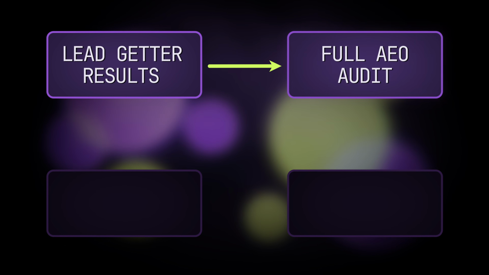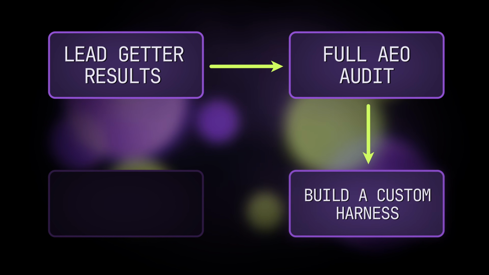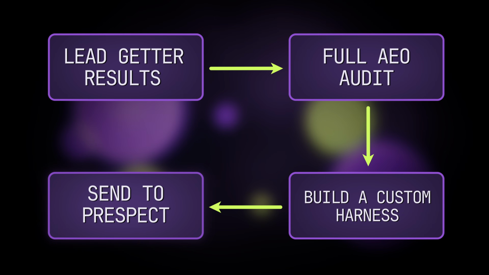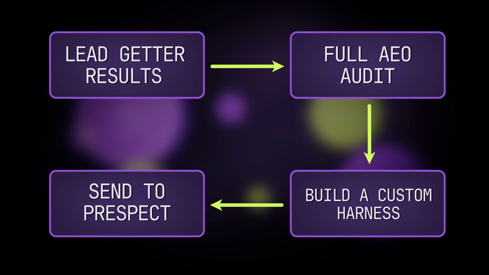So let's get started. First, I'm going to show you the results of a lead getter harness I just ran. Then we're going to run the full AEO audit harness. We're going to build our own harness, and then we're going to take the results of the AEO audit and shoot it off to the prospect.